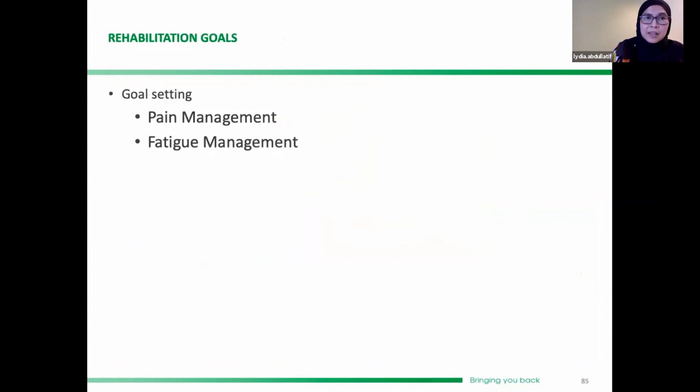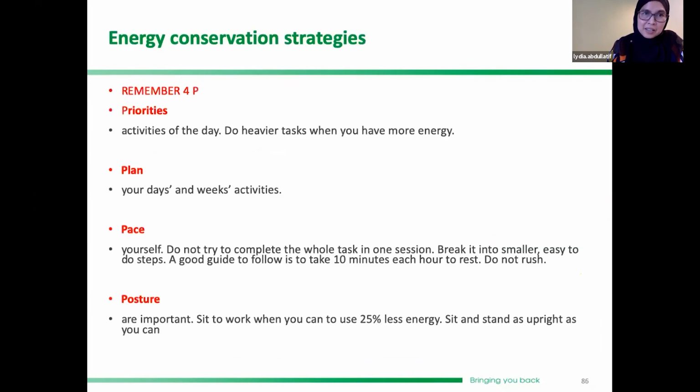Okay. So those are the most common types of impairment. But just quickly for pain and fatigue, I just have one slide. This is the energy conservation strategy. Just remember the 4 P's. Okay, that means how you want to conserve energy.